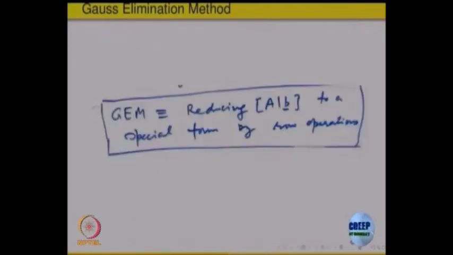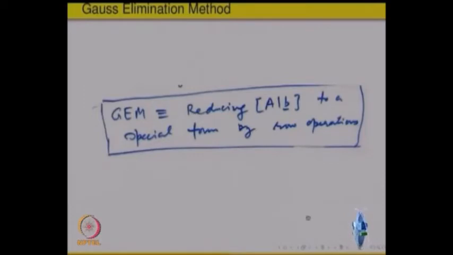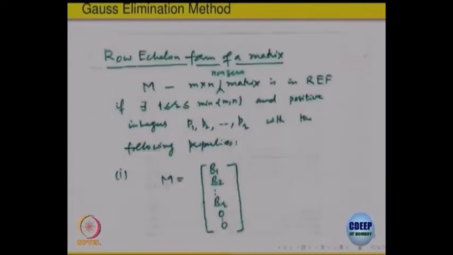So, this matrix is called the augmented matrix, because we have added one more column to A. So, this is called the augmented matrix of the system of linear equations, and the Gauss elimination method is summarized as reducing this matrix to a special form by elementary row operations. So, what is that special form? We will discuss that.